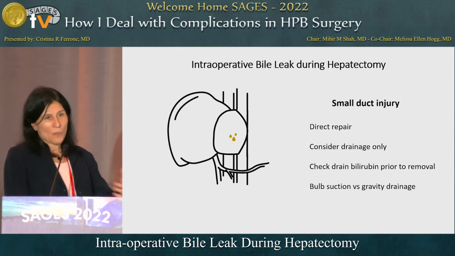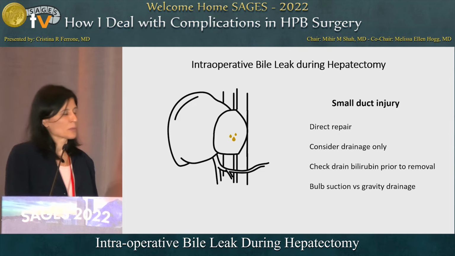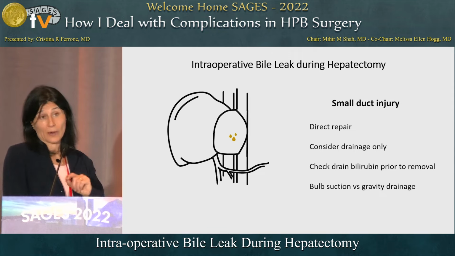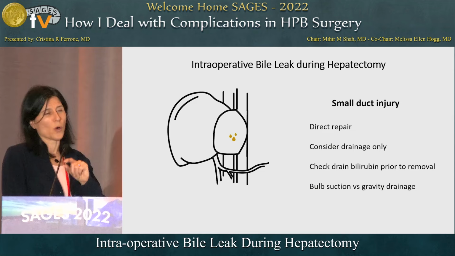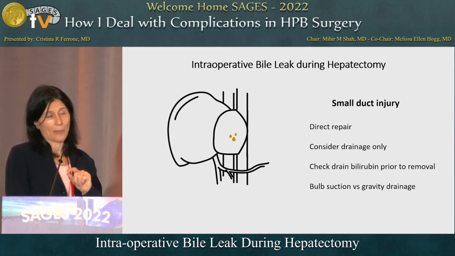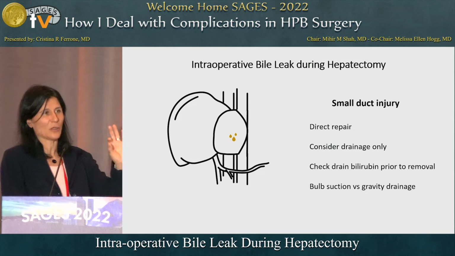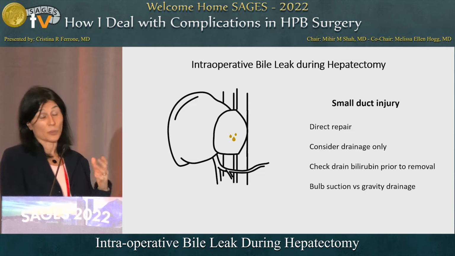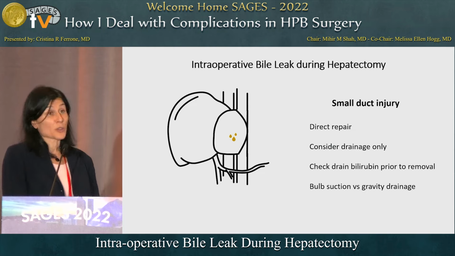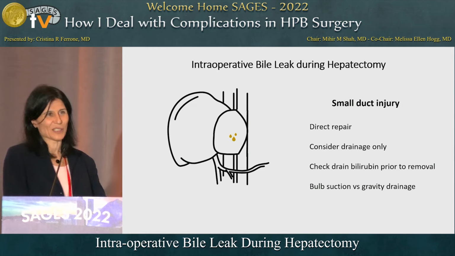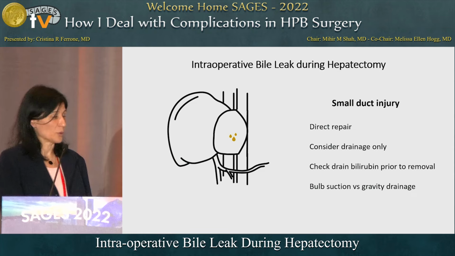And so Dr. Ponsky already went over some of this in terms of, how are you going to seal this bile leak? You can do a direct repair either with a ligature or a clip. I personally like the clip the best because I feel like it's the most secure because you can see it and you can try to get that to seal. You can put a stitch in. You can consider drainage only if it's a very, very small bile leak. And obviously you always need to check the drain bilirubin before you remove the drain.